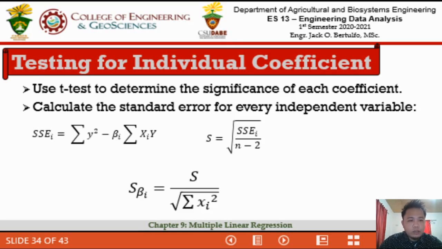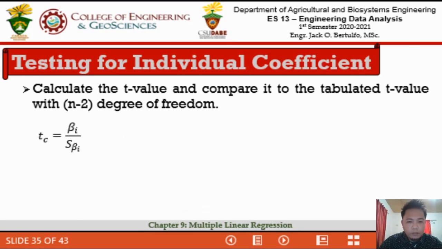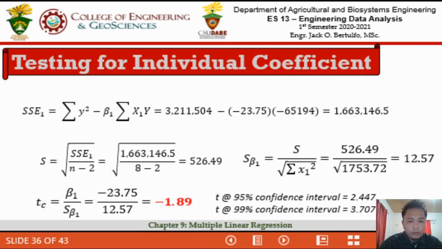So use a t-test to determine the significance of each coefficient. Then calculate the standard error for every independent variable. We have this formula for SSE, then for S, then for S beta i, in order to calculate the t value. In my solution here, I test the coefficient for beta 1 only, because it's plant height. My concern is whether plant height affects significantly or not, because if you think about it, does the height of the plant affect it or not?